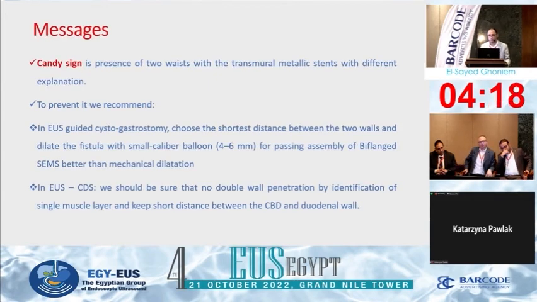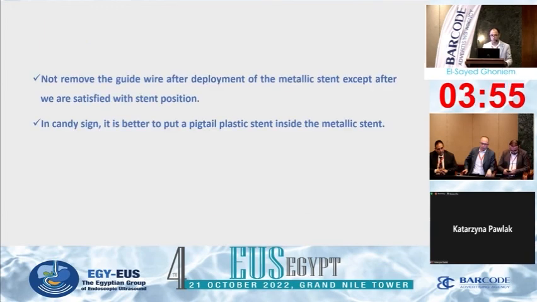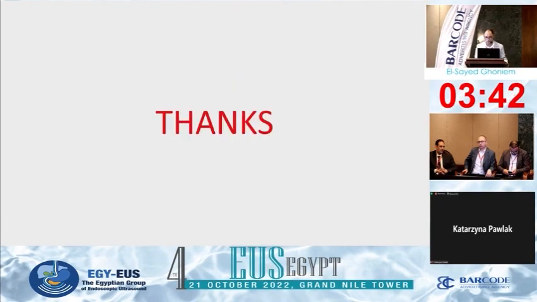So candy sign is the presence of two waists with transmural metallic stent deployment. We can prevent it in EUS cystogastrostomy, in my opinion, by dilating with a balloon, not with mechanical dilatation. In EUS CDS, we can avoid double wall penetration by identification of a single muscle layer and keeping a very short distance between the CBD and the duodenal wall, and by using a forward view echo endoscope if it's available, and not removing the guidewire after deployment of the metallic stent, except after you are satisfied with the stent position. And in candy sign, it's better to put a double pigtail stent inside the metallic stent. Thank you.